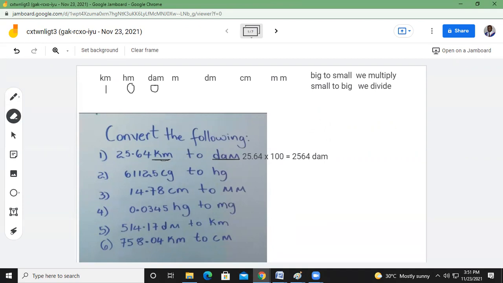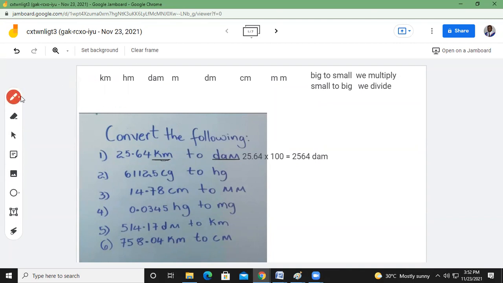So the other one, what we have here, we have 61,125 centigram, all right? This is a very big thing here, but that's fine. Centigram to hectogram, 61,125 centigram to hectogram. One of the things that we have to do, again, is first decide what we are dealing with, right? Let us see the relationship between these first.